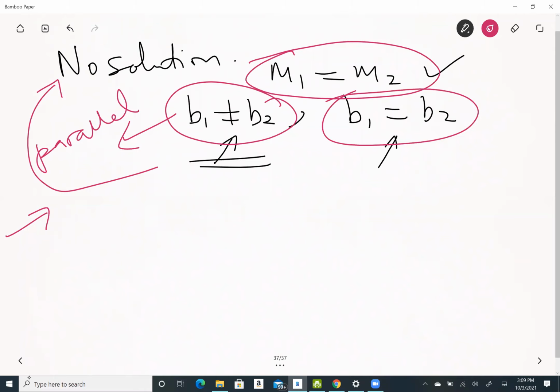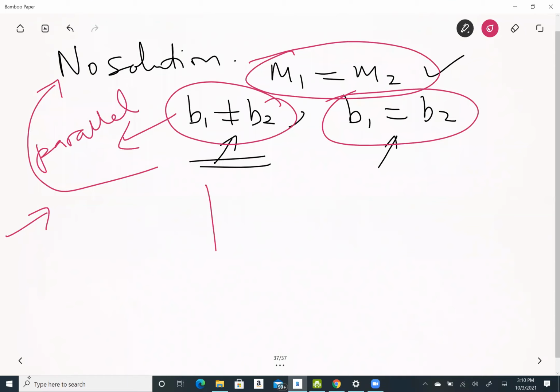Now, if B1 is equal to B2, then what happens? The slopes are equal, and the intercepts are also equal. So what happens to the system? There is only one line. It's not only one line. You have the idea, but what should we say? They will intersect. How many intersection points are there? One intersection point? Is that so? How come you have one intersection?